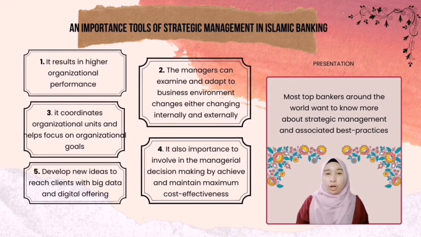Third, it coordinates organizational units and helps focus on organizational goals. It is because the nature of an organization is composed of diverse divisions, units, functions, and work activities that need to be coordinated. Strategic management helps coordinate activity from various levels and departments by creating a more efficient organization. Each part needs to work together toward achieving the organization's goals.